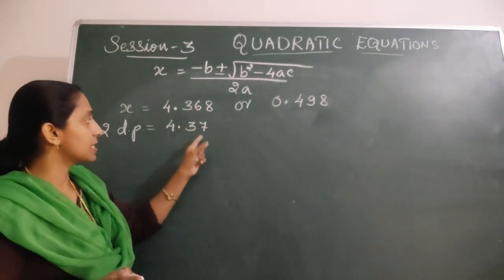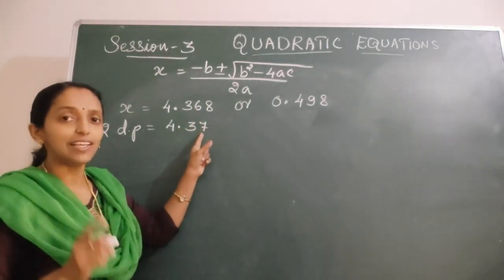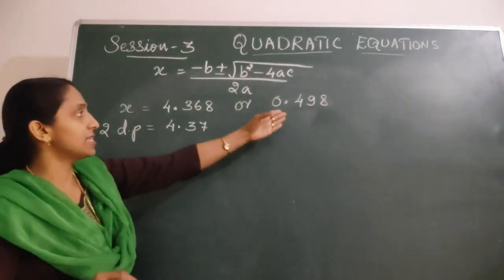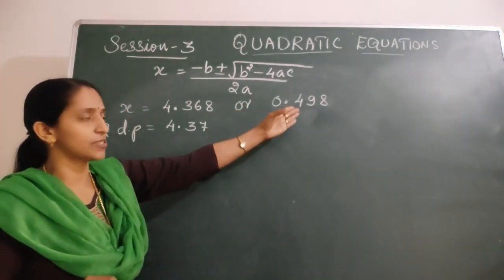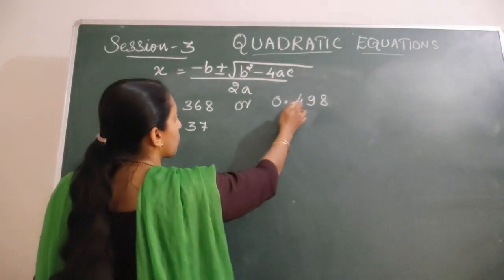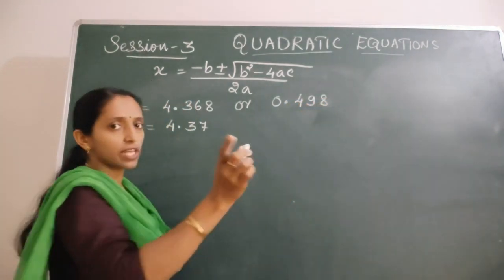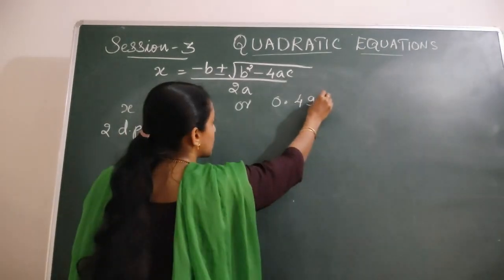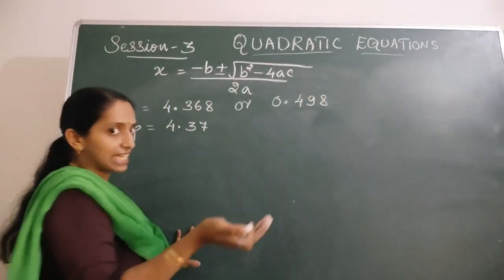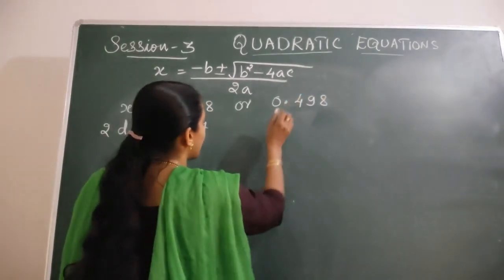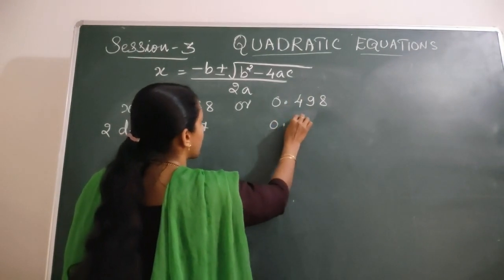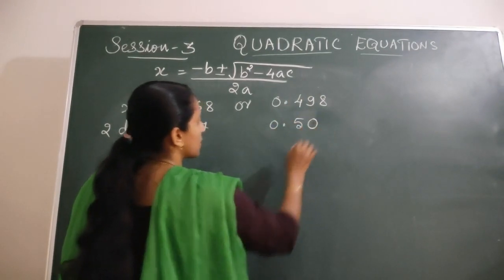Did you understand? Correct to two decimal places, because the third digit is more than 5, you have to increase one value, 4.37. Similarly, there also you have to increase, as it is 0.498. The third value is more than 5. So you will increase 1, meaning it will be 10. 10 comes, means the value will be 0.50.